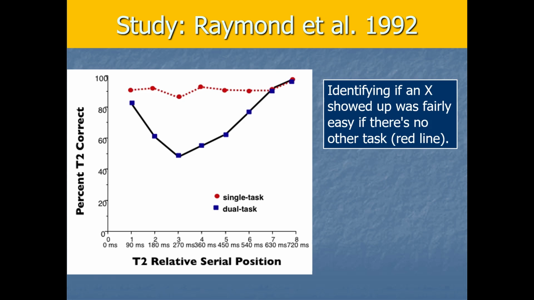So here's their results. I want you to look at the red line first. Just looking at the red dots there, identifying if an X showed up was fairly easy. We've got their accuracy on the left here, the percent they got correct. So 100% would be perfect, and they're pretty close to perfect, right? Percent of trials they got correct, 95%. Not bad, assuming that they're doing nothing else at the same time, because this red is our single task version, our control condition. It's not perfect, but of course, this is a hard task to start with because of the speed. So 95% is great for the single task version.